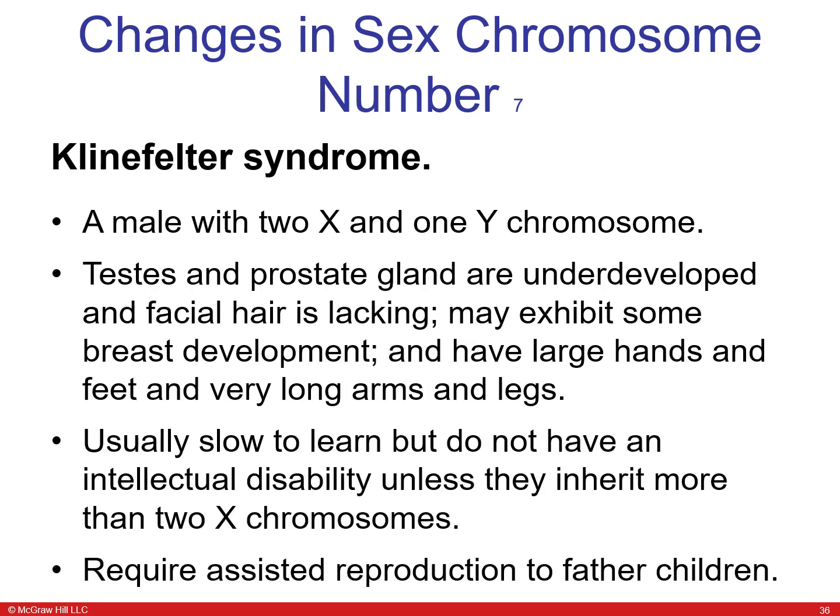Klinefelter syndrome is a male with 2 X's and 1 Y. Their testes and prostate gland are underdeveloped. They usually don't have facial hair. They have some breast development and have large hands and feet and very long arms and legs. They're usually slow to learn, but do not have an intellectual disability unless they have more than 2 X chromosomes. They require assisted reproduction if they want to father children.